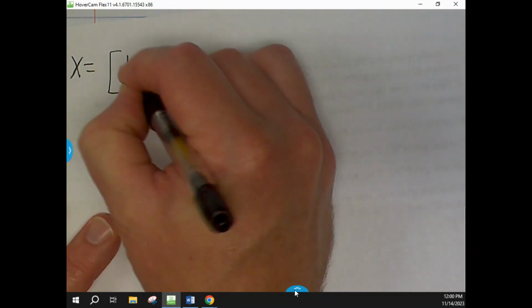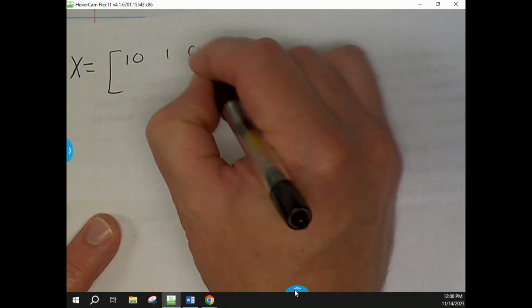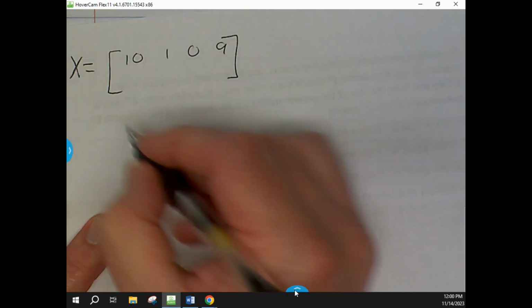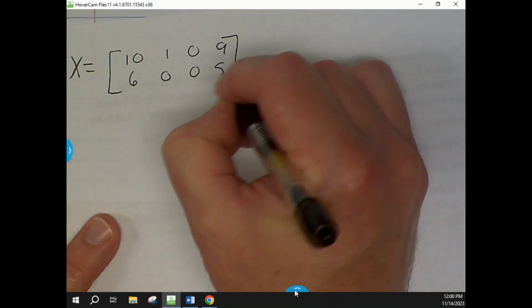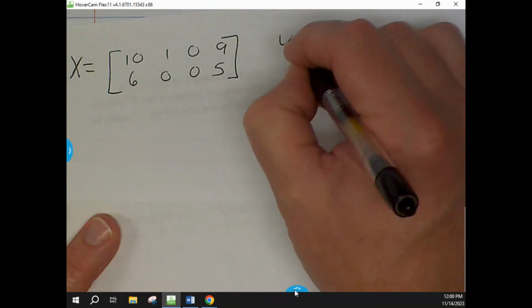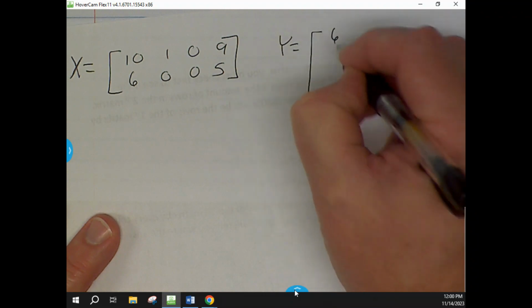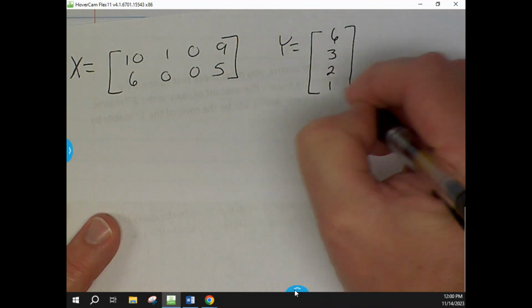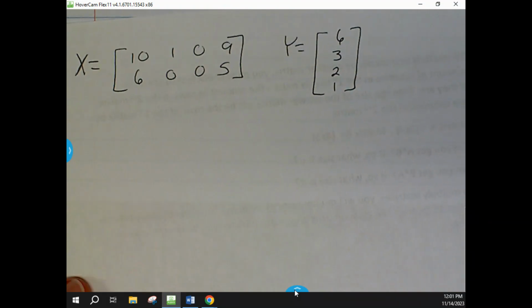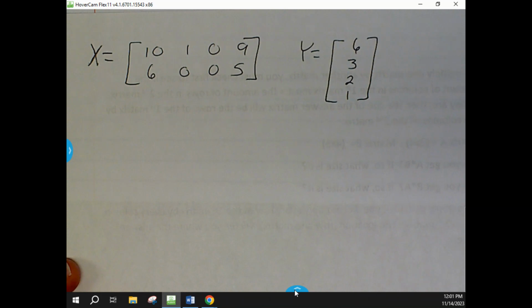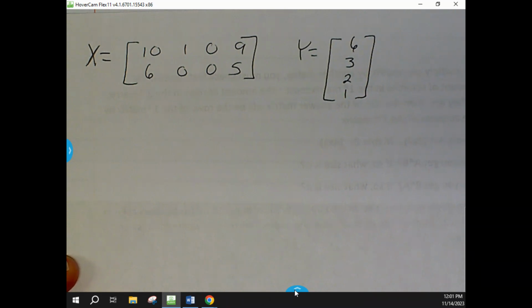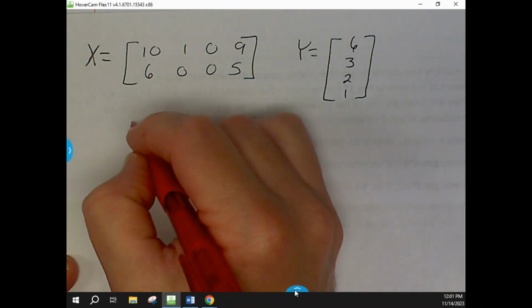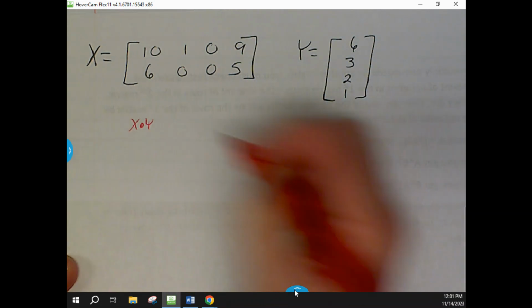All right, so this one, let's go. Matrix X is 10, 1, 0, 9, 6, 0, 0, 5. And then Y is 6, 3, 2, 1. Now, there will be some questions, homework and test, where before it even asks you to do anything, it's going to ask you, can you find X times Y?